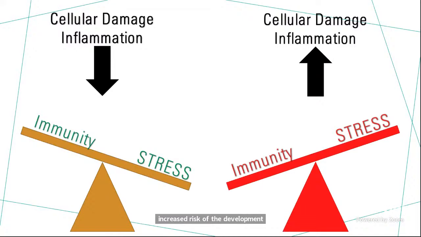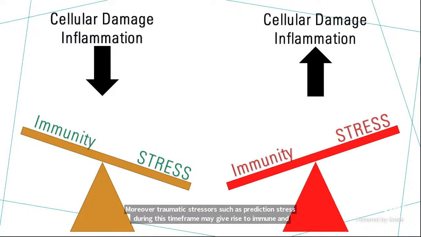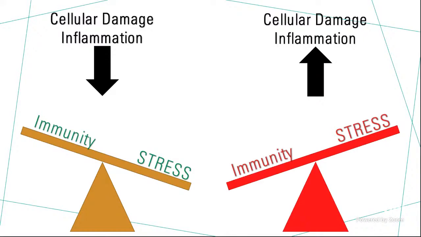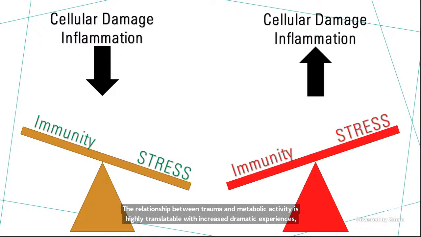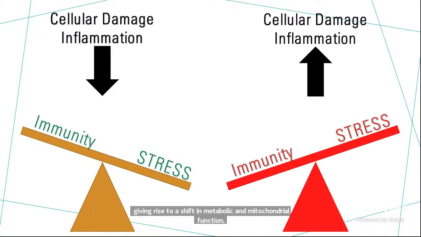The relationship between trauma and metabolic activity is highly translatable, with increased traumatic experiences giving rise to a shift in metabolic and mitochondrial function. This not only damages neuronal metabolism, but it also can lead to increased rates of apoptotic signaling in specific regions of the brain. Data from human trauma studies have shown a similar outcome, with altered mitochondrial function in male war veterans with PTSD.